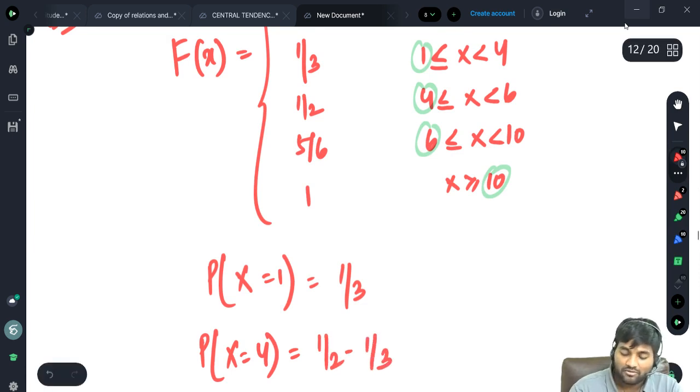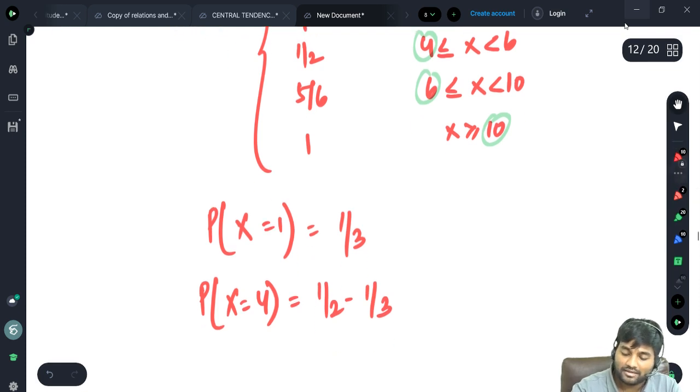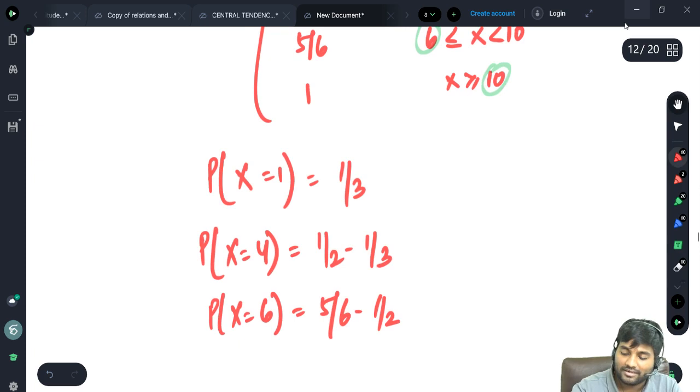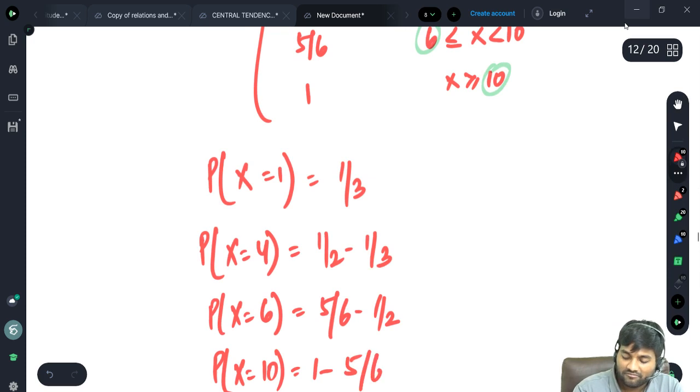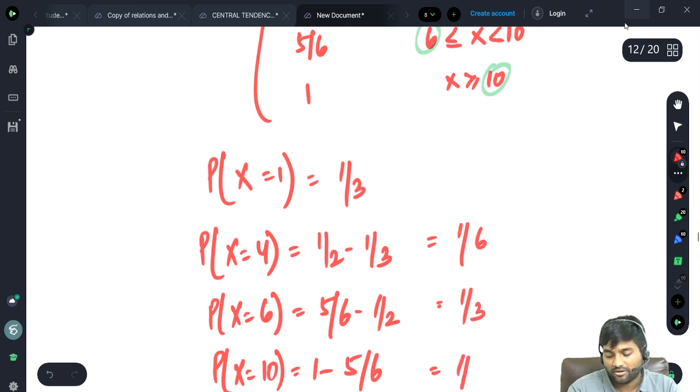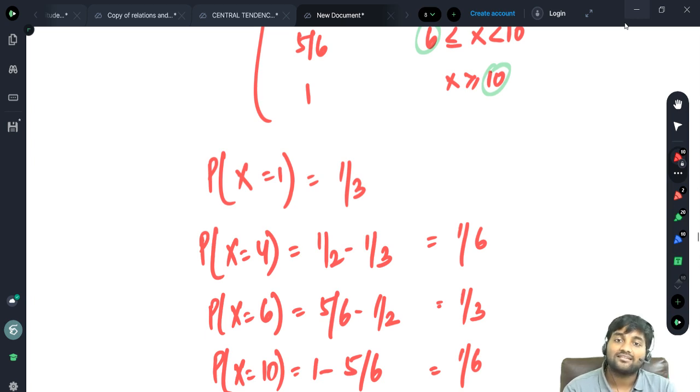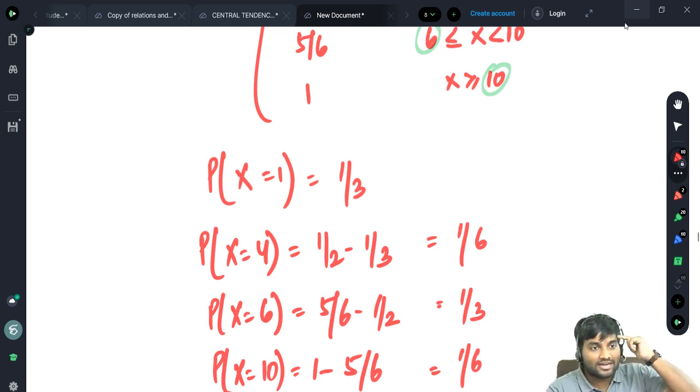Half minus 1 by 3. The next probability will be probability x is equal to 6, which is 5 by 6 minus half. And the next probability is at 10, which is 1 minus 5 by 6. So please calculate: this is 1 by 6, this is 1 by 3, and this is 1 by 6. And for your knowledge, 1 by 3 is greater than 1 by 6. So when you draw the graph, 1 by 3 will be longer and 1 by 6 will be shorter. Now calculate the probabilities I am giving you all.